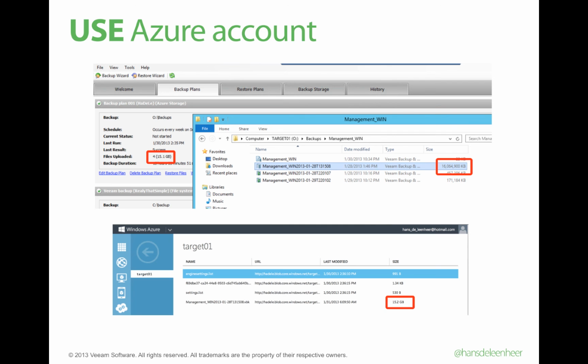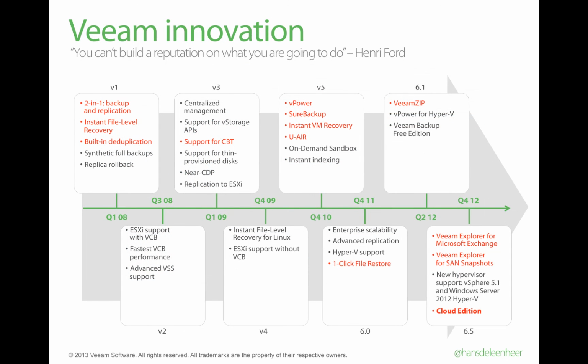I think that was very easy. And now on my Veeam innovation page, I could finally add a cloud edition to our version 6.5.